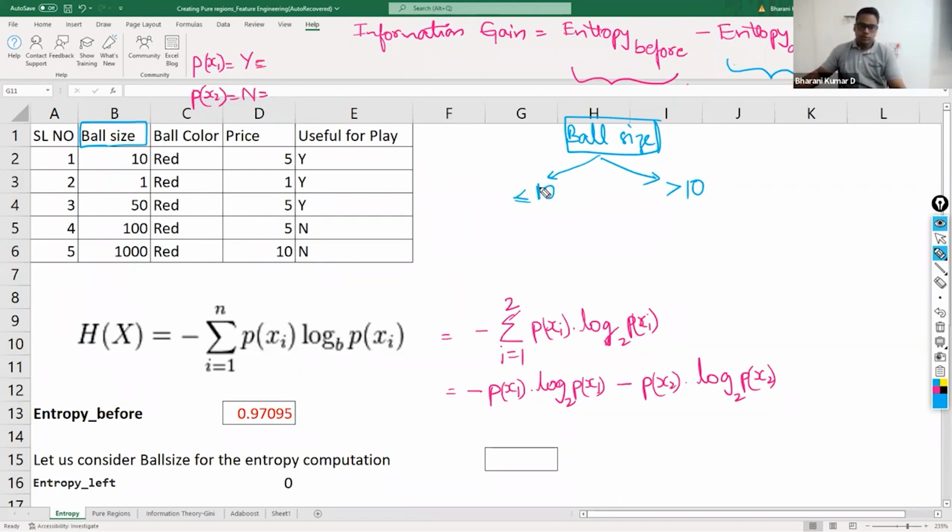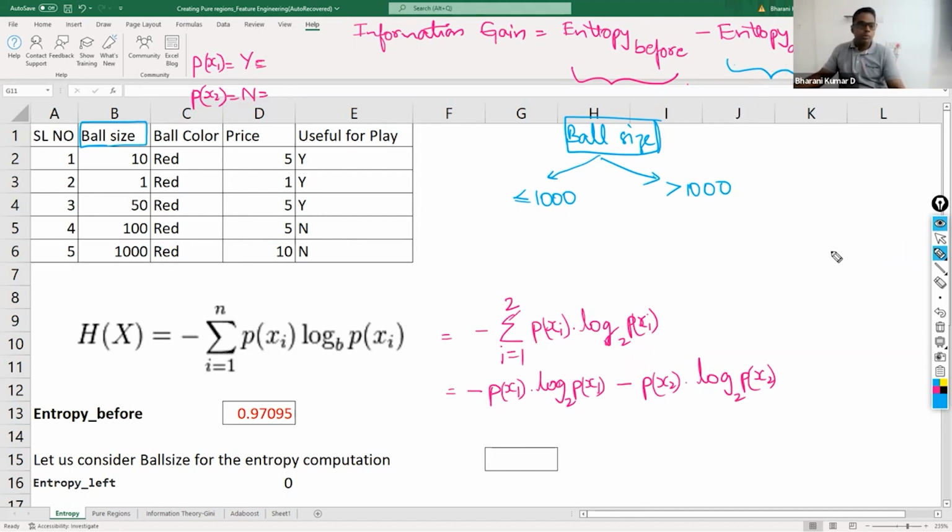Then what will it do? It will choose 50. Less than or equal to, greater than. It will again calculate entropy. Then it will take 100. Less than or equal to 100, greater than 100. And then it will calculate what? Entropy. Then it will take 1000, because that's the next value. Less than or equal to 1000, greater than 1000. Again, it will calculate entropy.